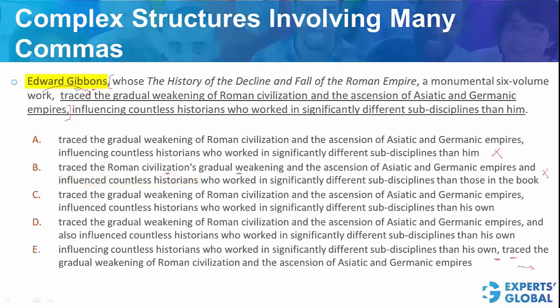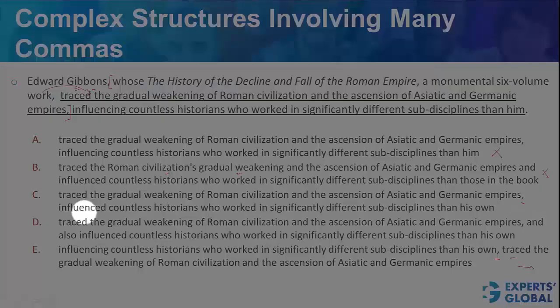Look at choice C. After the last comma here, you have influenced. So what do we get? Edward Gibbons influenced countless historians who worked in significantly different subdisciplines than his own, as in the discipline of Edward Gibbons. This answer choice captures the intended meaning. A very good answer choice.